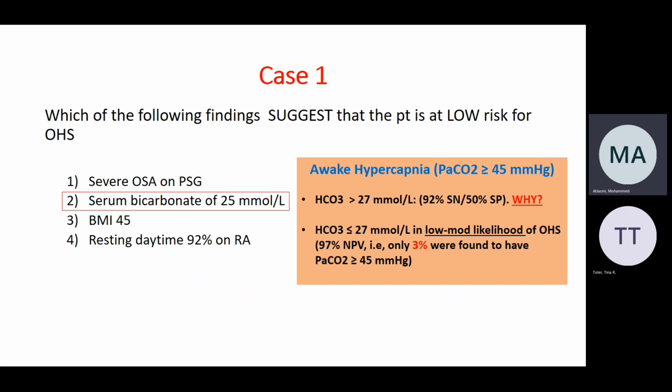Can we use the bicarb in lieu of doing ABG? It is very helpful and has negative predictive value only if you have a low to moderate likelihood for OHS. So you have to use it with that caveat. It helps sometimes. Okay, so there we go.